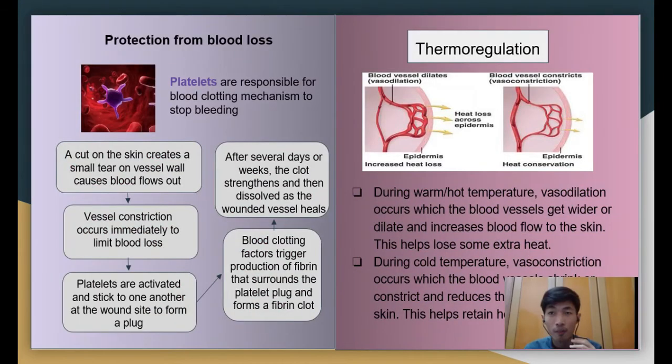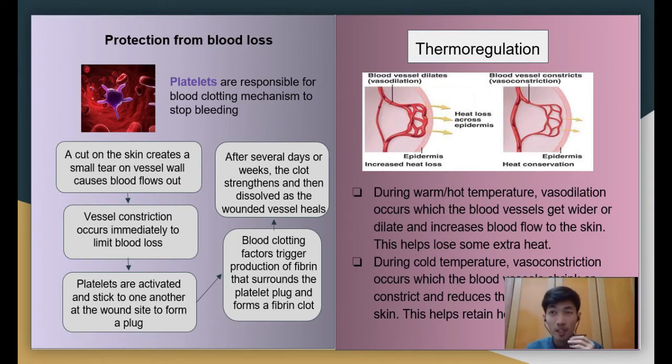To prevent blood loss, platelets are responsible for the blood clotting mechanism to stop the bleeding. In response to any injury, platelets will be activated and stick to one another at the wound site to form a plug. After that, blood clotting factors will trigger production of fibrin that surrounds the platelet plug and forms a fibrin clot and closes the injury site.